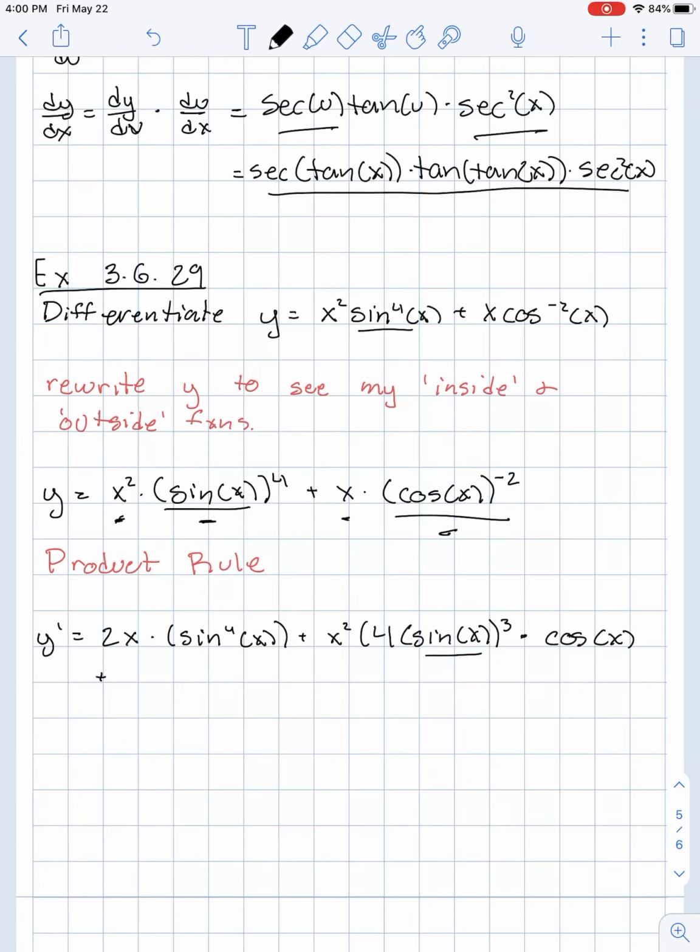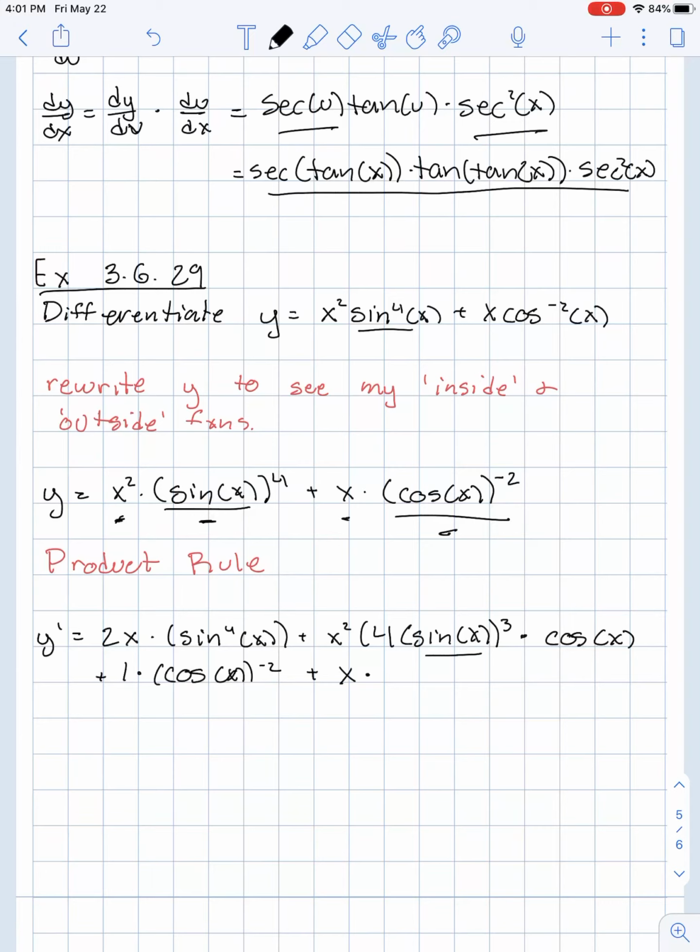Alrighty. If you're a little confused, don't worry, we're about to do it again. Plus, let's take x's derivative here and keep cosine to the negative 2. So that's 1 times cosine of x to the negative 2 plus, we're going to keep the x.